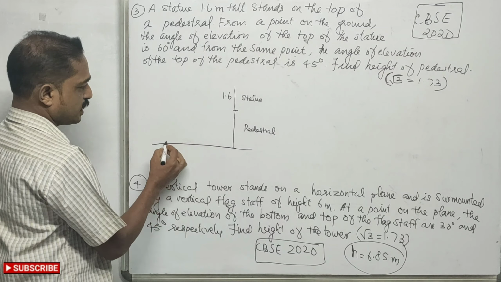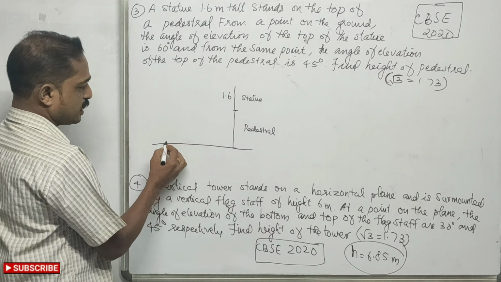Now we have drawn a rough figure concerning the problem. Now we will have to identify the right triangles in this problem. Let us assume that these are the points B, C and D. In this figure, two right triangles are there. Which are the two right triangles? The triangle ABC and the triangle ABD.